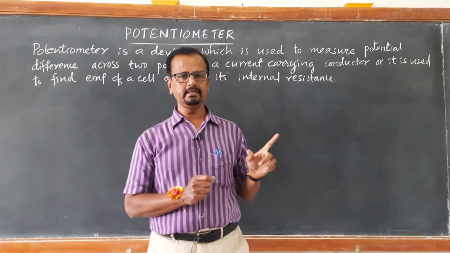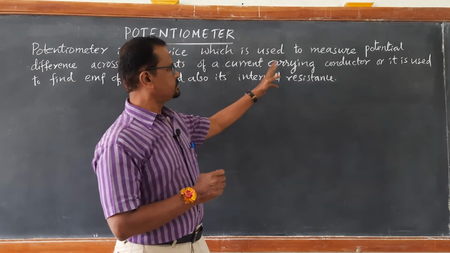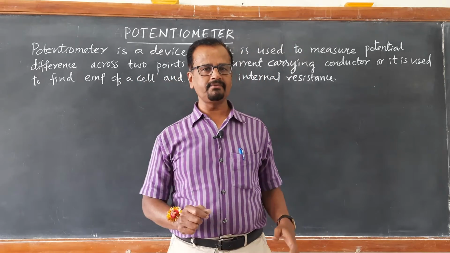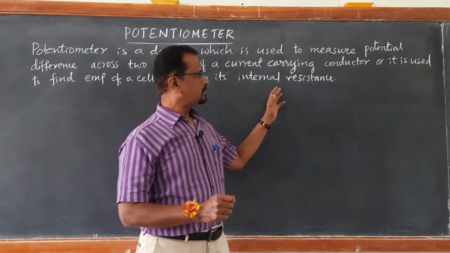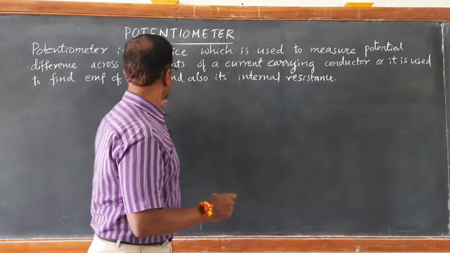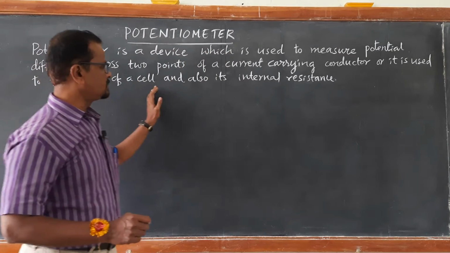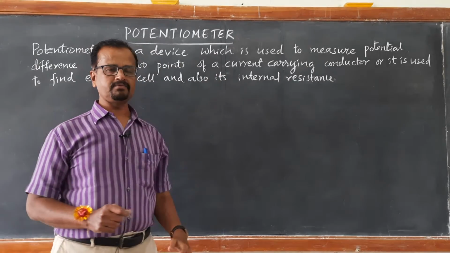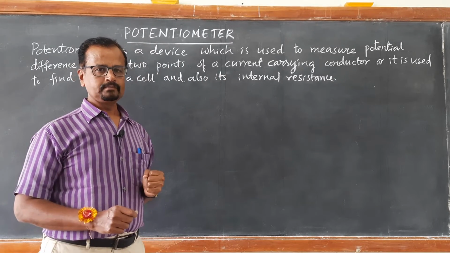So the potentiometer is a device which is used to measure the potential difference across two endpoints of a current carrying conductor, or it is also used to find the EMF of a cell, and it is also used to find the internal resistance of a primary cell.